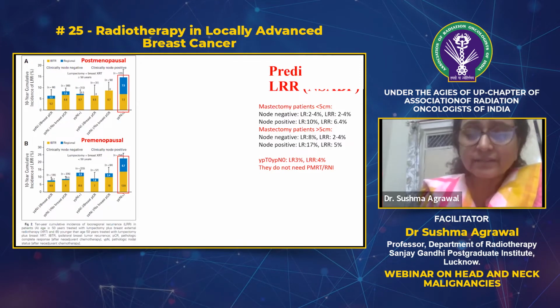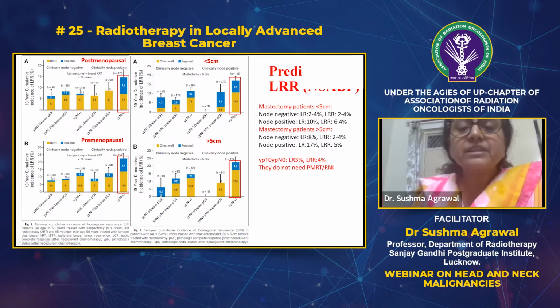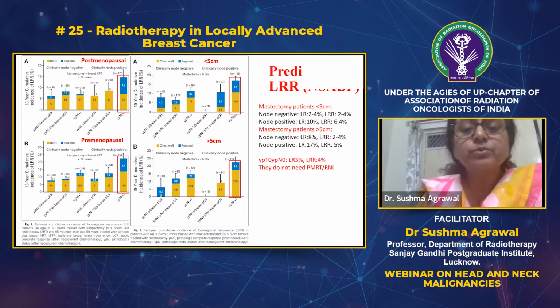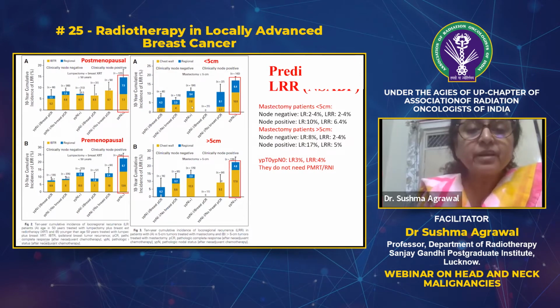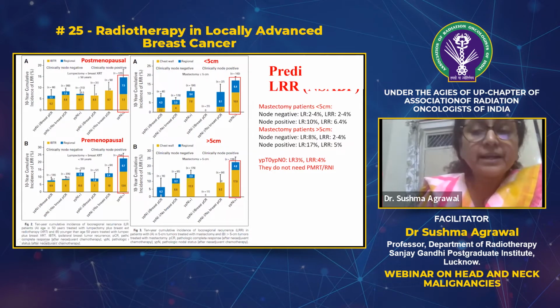Now let's see the other part of the graph, that is mastectomy patients. The upper part of the graph in mastectomy is only T2, less than 5 centimeter tumors, and the lower is more than 5 centimeter. And here the yellow bars and the blue bars show the same thing. So as you move towards the right from the node negative to the node positive, what we see is that the local recurrence is 2.4% and the loco-regional is also 2.2 to 4%. These are the pathological CR patients. Now, in node positive, both the incidences increase to about 10%.